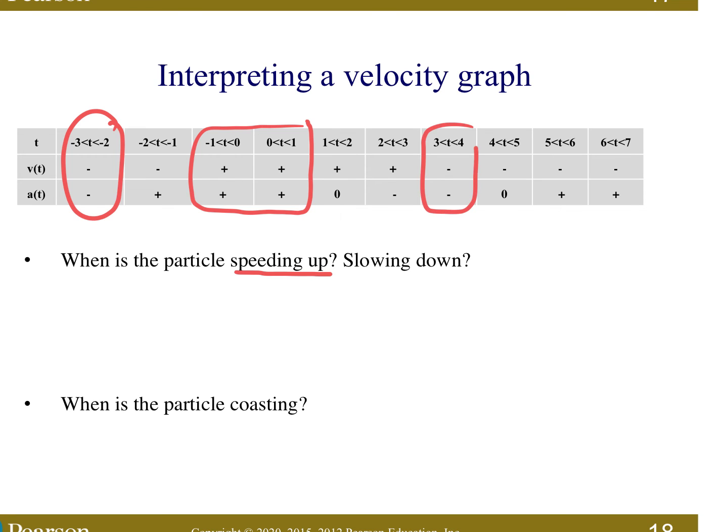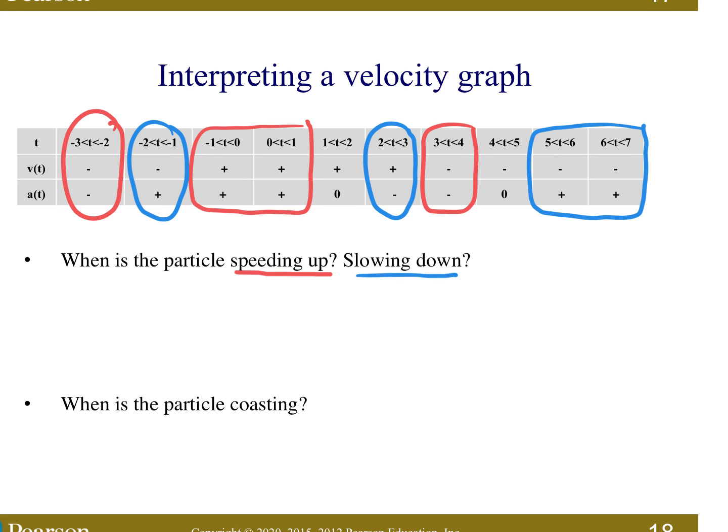Yep, okay. All right, and then we'll identify the slowing down in blue. So we've identified those slowing down regions. Those will be our slowing down, and we can group those two together because they're all slowing down. And then our coasting, we've already talked about that. Coasting would be any time the acceleration is 0. All right, doing okay?